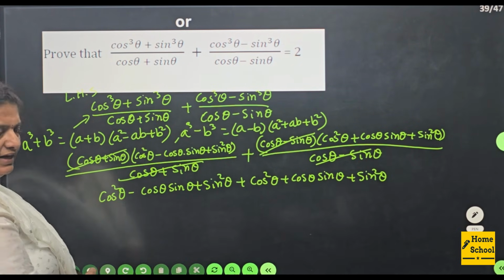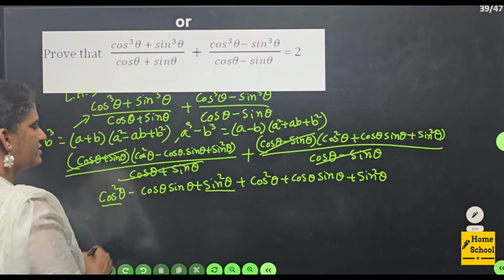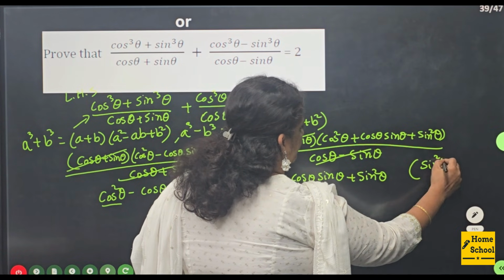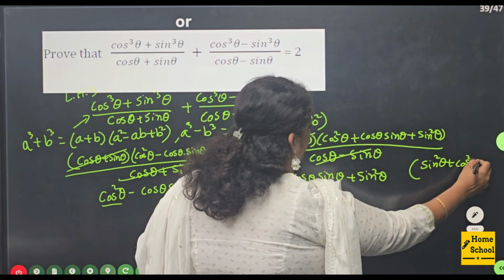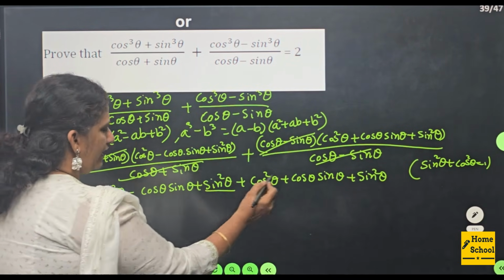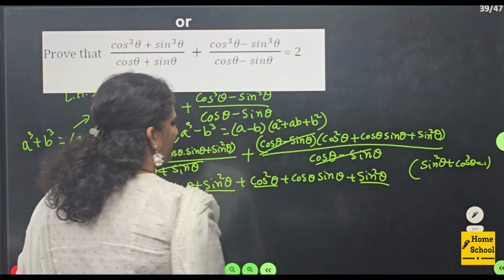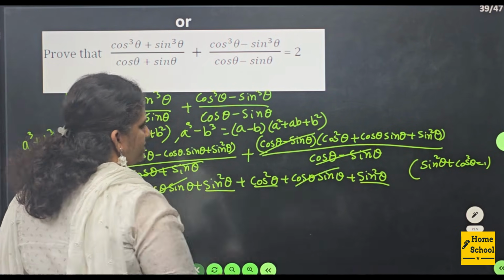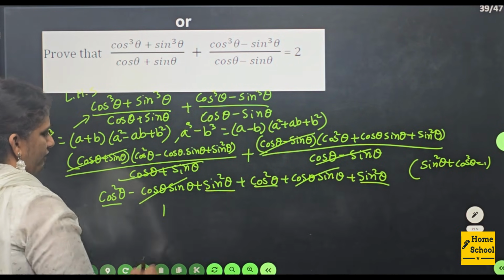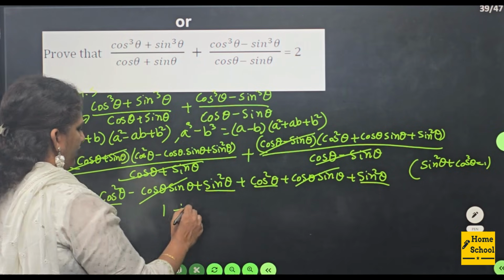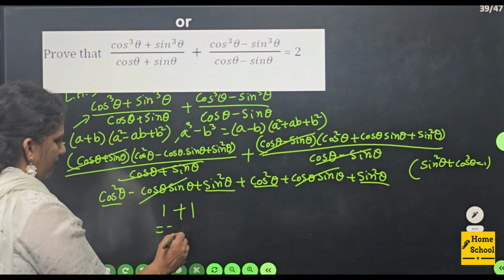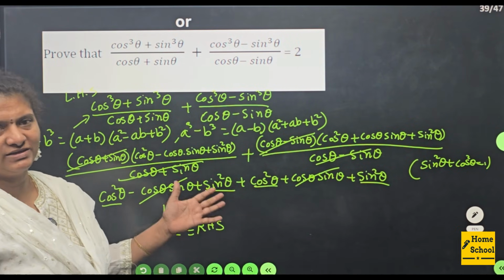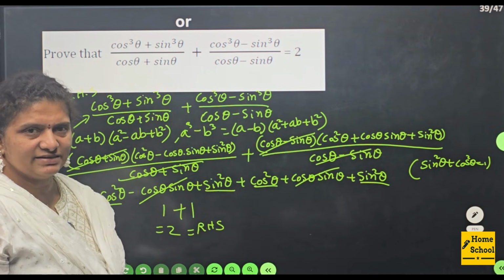Immediately we remember an identity. What is sin square theta plus cos square theta? 1. By identity we know sin square theta plus cos square theta is equal to 1, right? And again this cos square theta plus sin square theta is also 1. Minus cos theta sin theta plus cos theta sin theta cancel. Here 1 you got, and these two if you add you are going to get one more 1. 1 plus 1 will be 2. That is equal to RHS. Rewrite the question. Therefore LHS is equal to RHS and say hence it is proved.